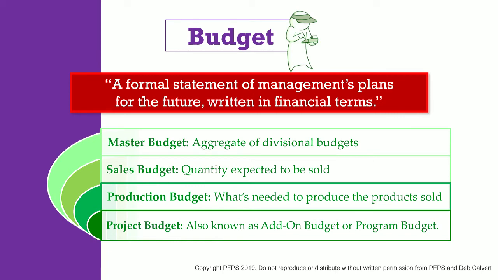Any area or any special initiative might also have a project budget. That's an add-on to what's typically budgeted. It might cross multiple departments, and that's why it gets separated out so it doesn't have a direct impact on any one division.